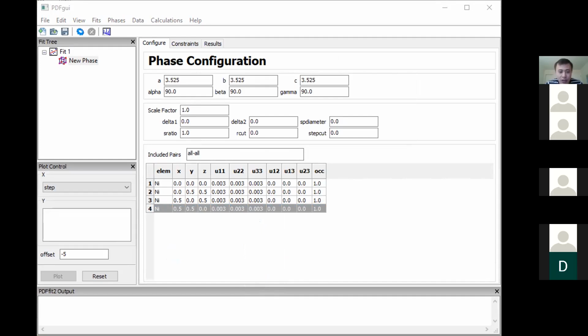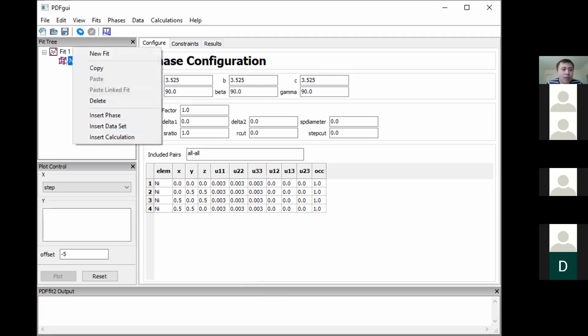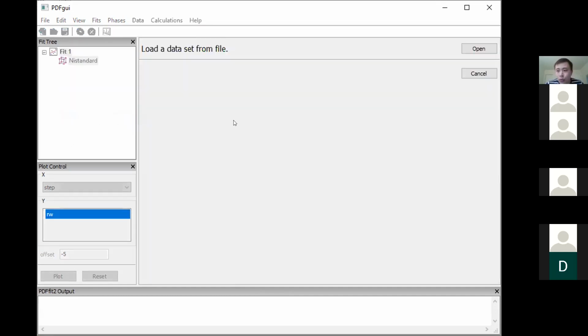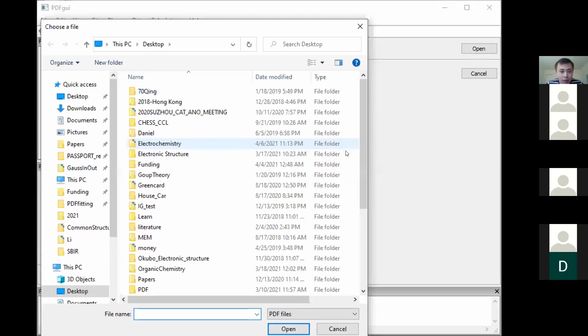So nickel belongs to this Fm-3m space group, and there's only one nickel site, and the symmetry will generate all the nickels in this unit cell. We can put them at 0, 0, 0, they are good numbers, and this is 1. Okay, and then we can rename it as a nickel standard.